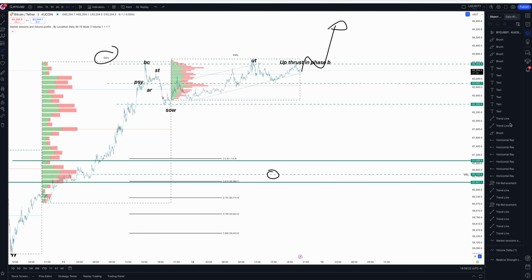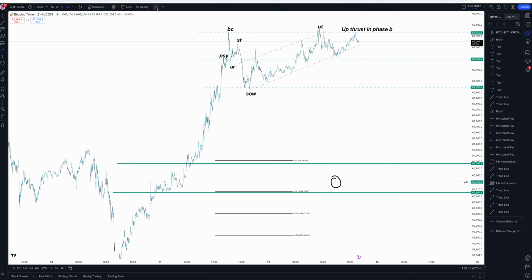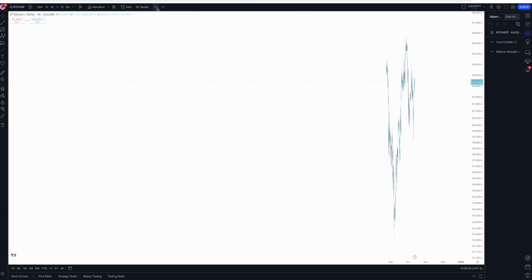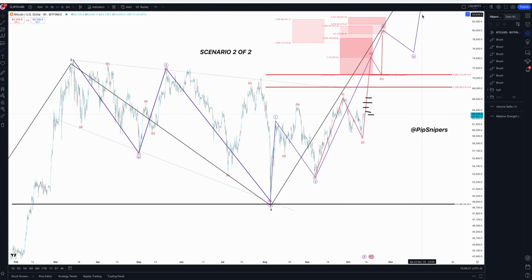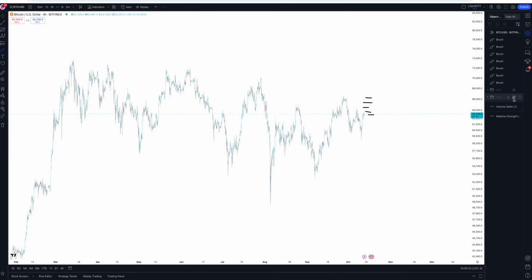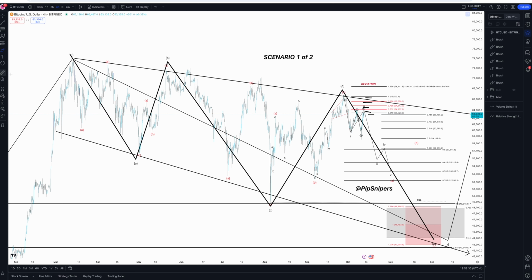And also don't forget the bullish and the bearish counts, like I showed you in the beginning of the video, right? Bullish scenario, and then you have the bearish scenario with invalidation sitting at 68,411.